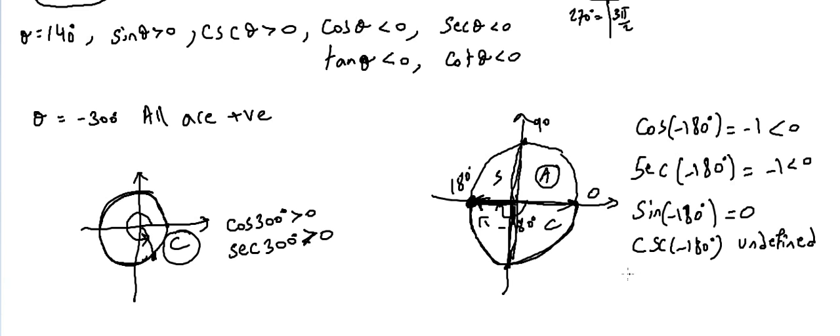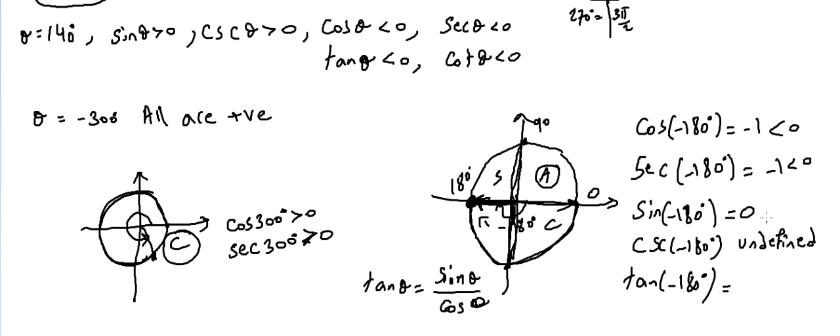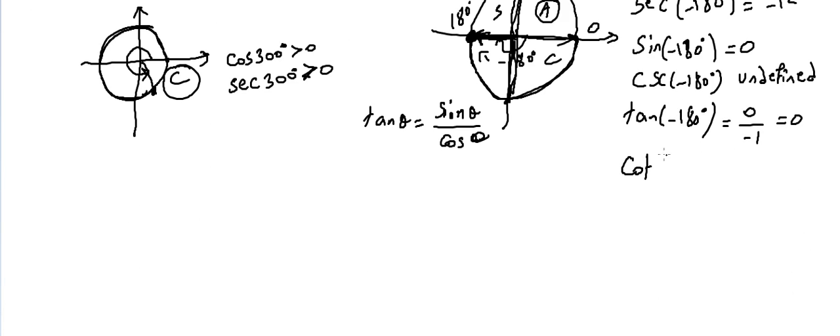What happens to the tangent? Tangent theta is always equal to sine theta over cosine theta. So what is tangent of negative 180? If sine is 0 and cosine is negative 1, it's 0 over negative 1, which is equal to 0. What will happen to the cotangent in this case? Cotangent of negative 180 degrees is equal to 1 over tangent, meaning 1 over 0, so it's also undefined.